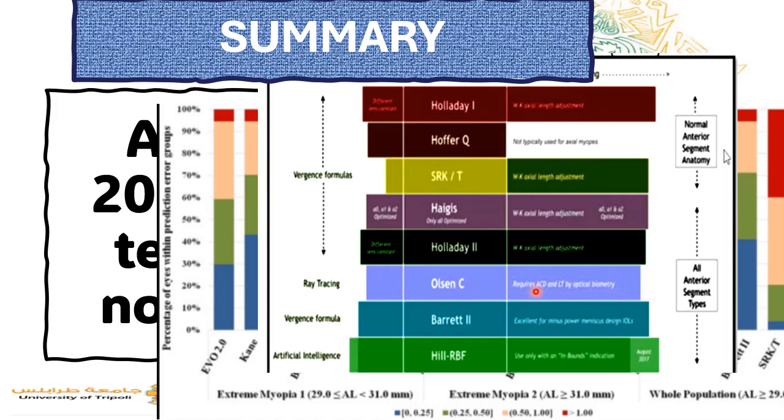The Olsen formula also holds up better over average size, as well as long eyes and short eyes, as it relies on the ray tracing principle. And Holladay is also very good over a wide range of eyes. All the formulae, especially the new generation which utilizes artificial intelligence, are doing well. So I expect that the next era will be formulae that use artificial intelligence, and the old generation will disappear with time.